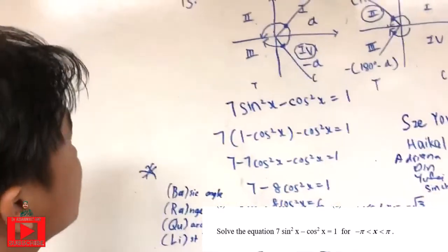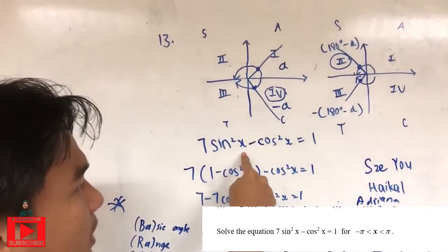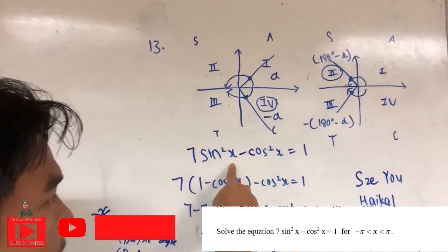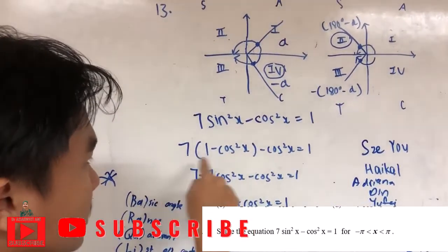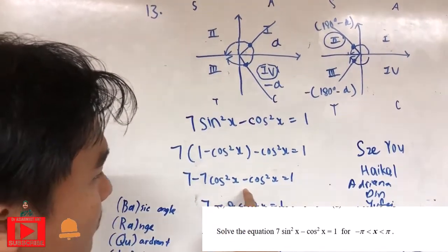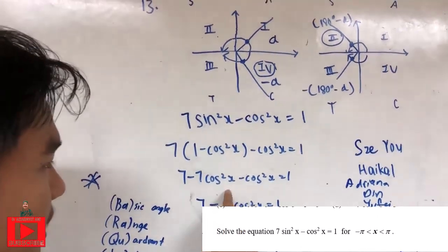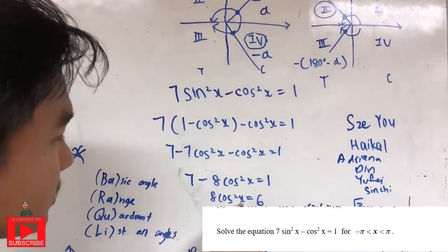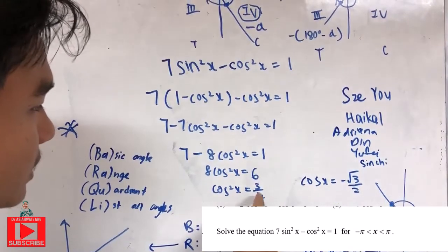Okay, for the question 13. The question given is 7 sin square x minus cos square x equal to 1. So from this sin square x, we can convert into 1 minus cos square x, and we can solve the equation. And we got 7 minus 7 cos square x minus cos square x equal to 1. And we just transfer and we get 8 cos square x equal to 6. And this 8 we divide with 6 and we get 3 over 4.